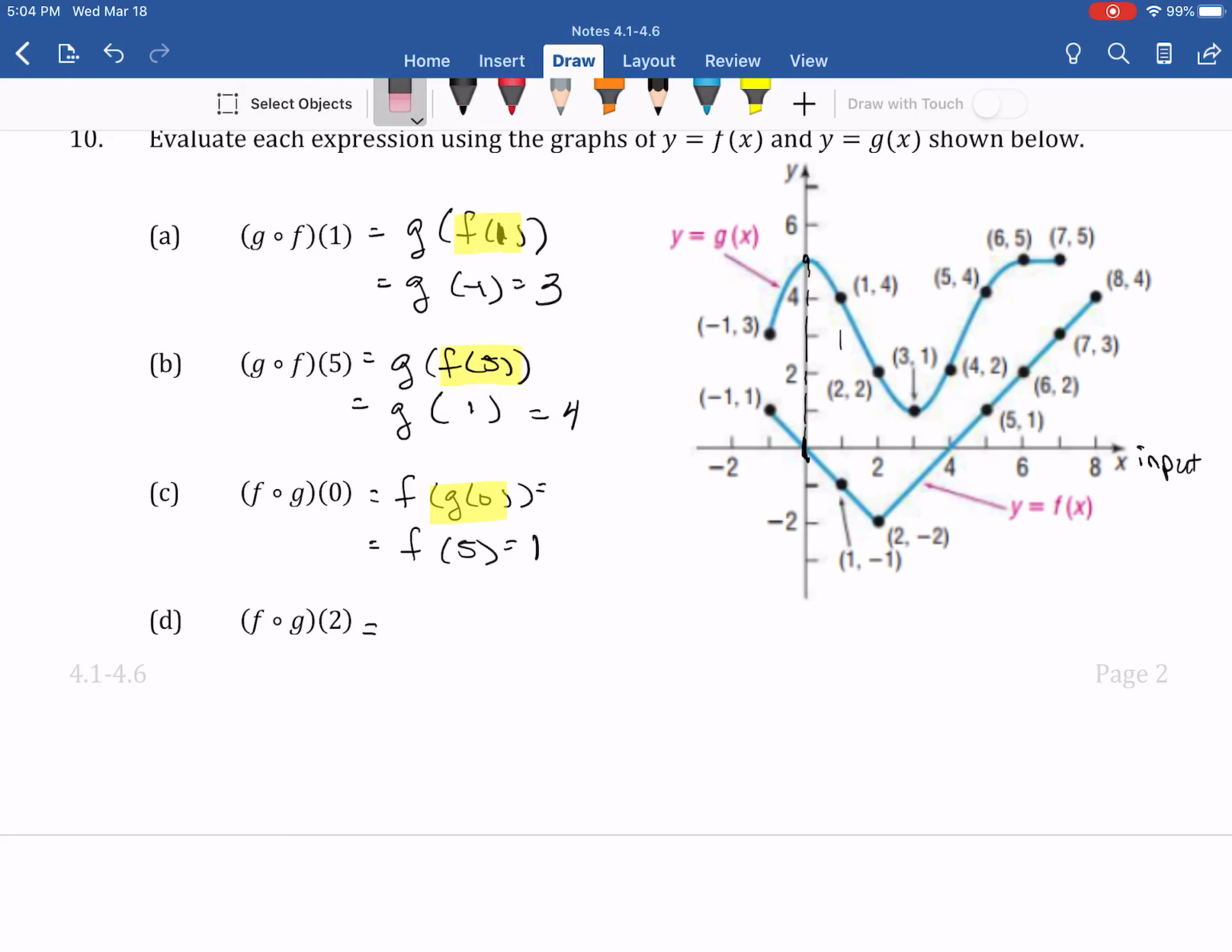All right. Last example, f of g of 2 means find f of g of 2. So g of 2, 2 is here. Go to g, answer is 2. Now 2 goes into function f. 2 goes into function f, which is below it, and the answer is -2.